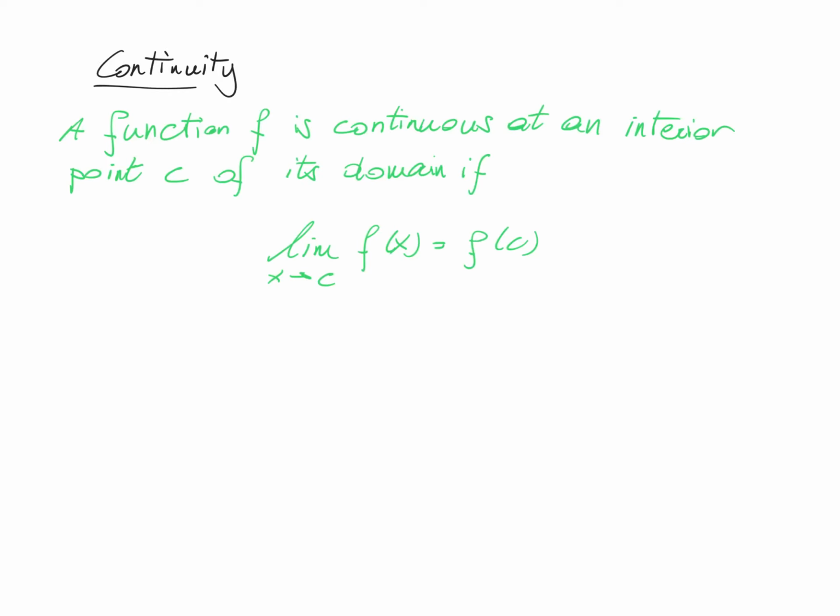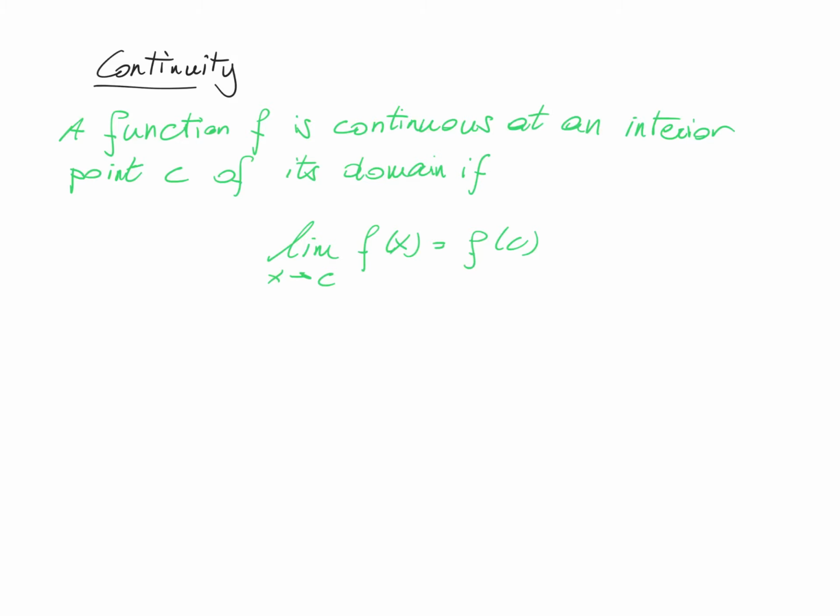And then to conclude this chapter, we will discuss continuity. Let's start with the definition of continuity. A function f is continuous at an interior point c of its domain if the limit of f of x, so the limit of the function for x going to c, is equal to f of c, so is equal to the function value in c.